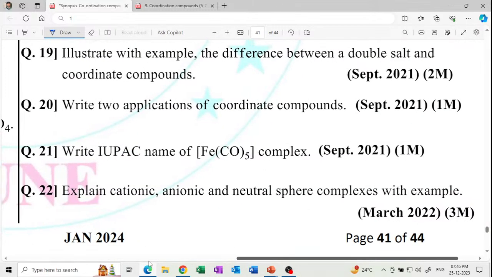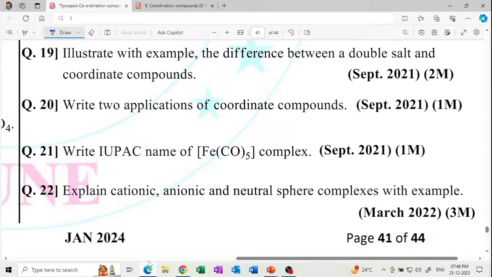Explain cationic, anionic and neutral sphere complexes with example. So at least you should be able to write the examples here. This is very important. With examples, at least one example you should be able to note. Cationic means the complex carries positive charge, anionic negative charge, and neutral sphere complexes. Get it? March 2020 question, for 3 marks.